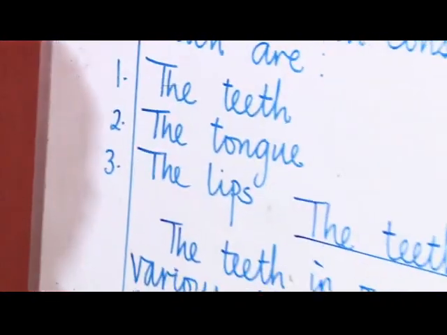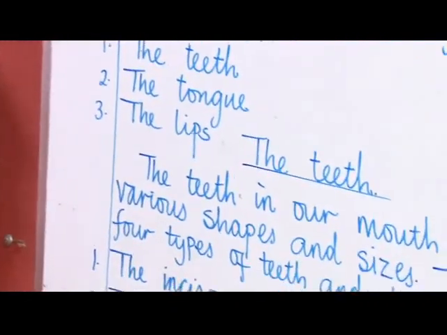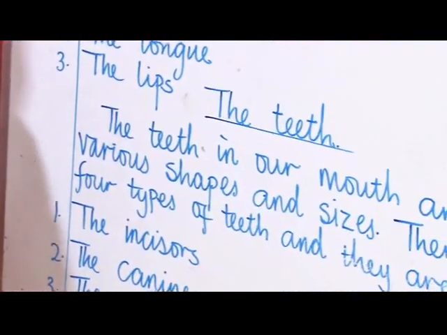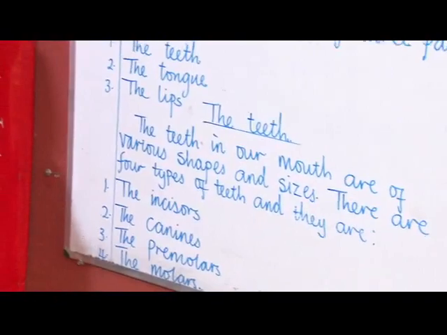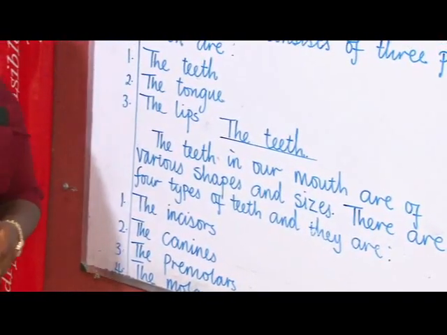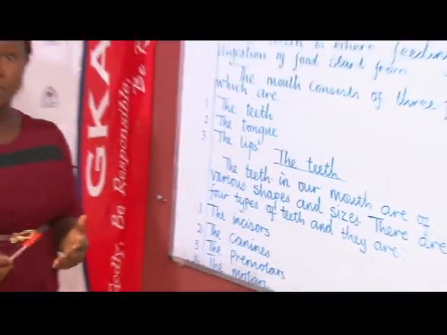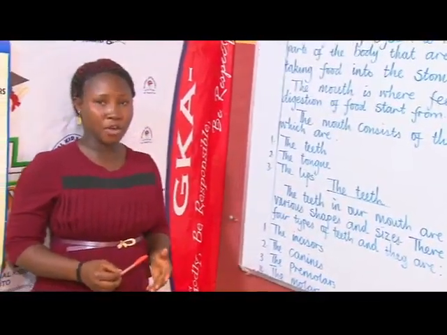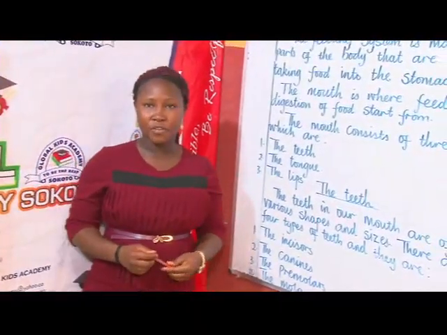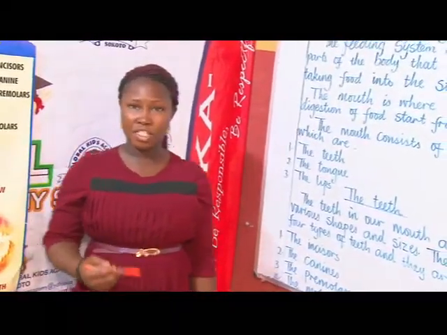The teeth in our mouth are of various shapes and sizes. Now, if you take a good look at your teeth with your mouth wide open in front of a mirror, you see that in your mouth there are various types of teeth. And these types of teeth are of various sizes. For clarification, let's take a look at our chart.